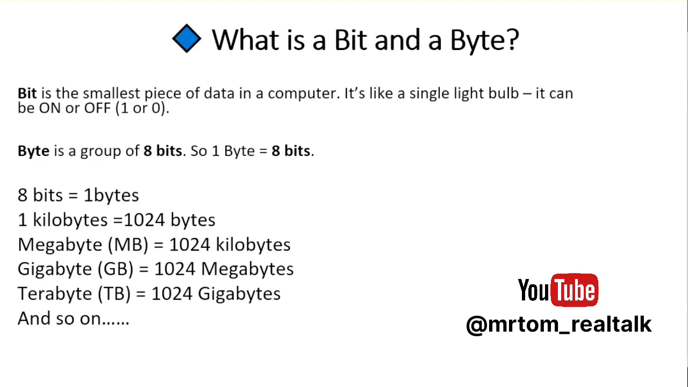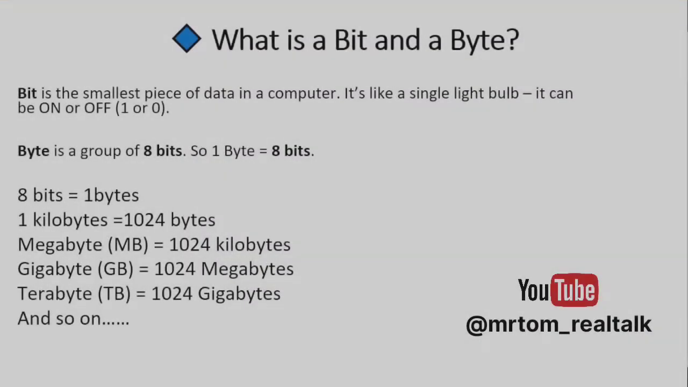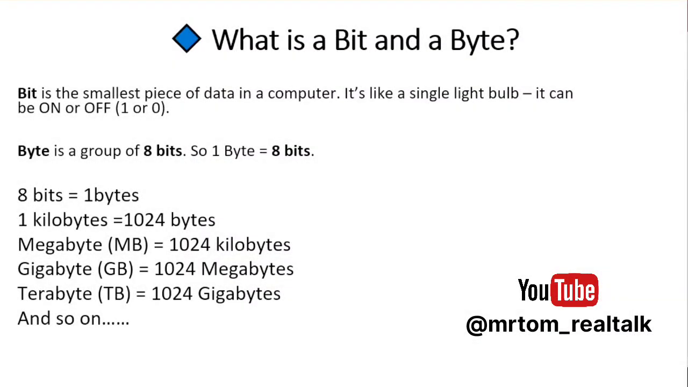What is a byte? A byte is a group of 8 bits. So 1 byte is equal to 8 bits. So below is the different units and their equivalent sizes.